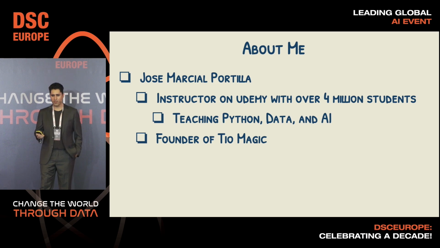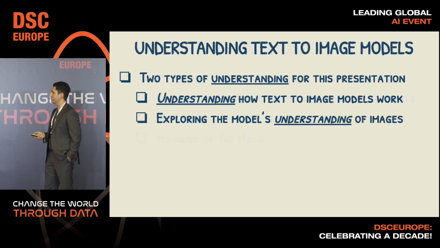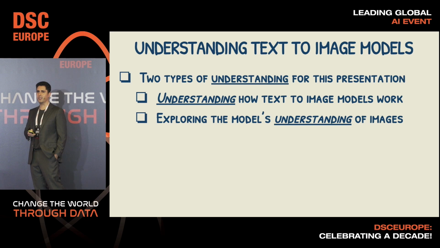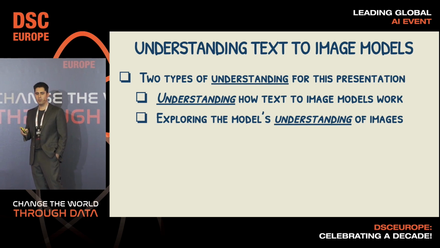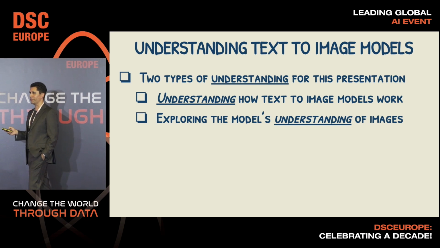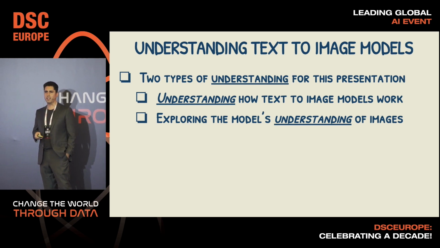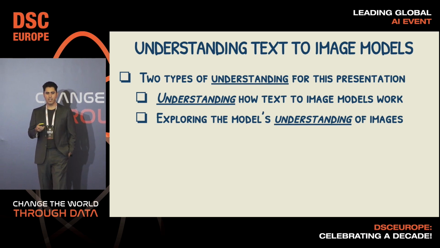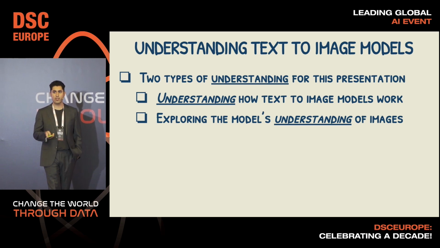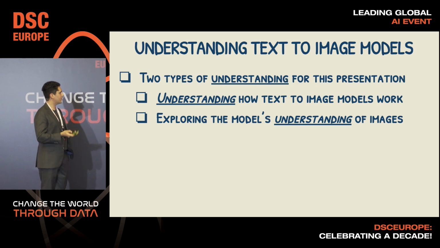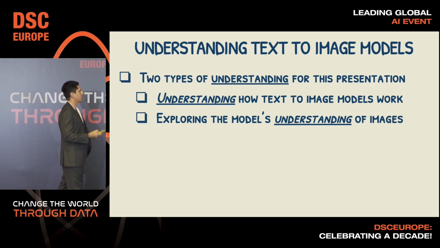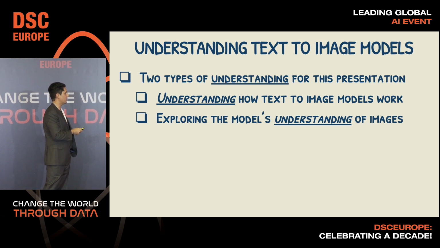And just want to give you a little bit of background on what this talk is about, and also we'll set expectations. So the title of this talk, Understanding Text-to-Image Models, I'm actually going to discuss 2 types of understanding. One is just a general understanding of how text-to-image models work. So maybe you've played around with Stable Diffusion or DALL-E and have been curious how this actually works behind the scenes. We'll be talking about an intuitive understanding of that. And then we'll also explore a different type of understanding, which is, can we as humans interpret and understand the model's own understanding of images?